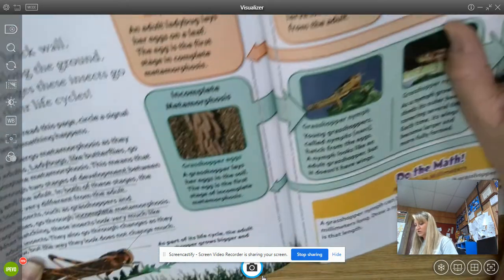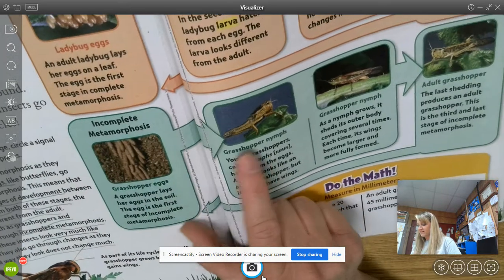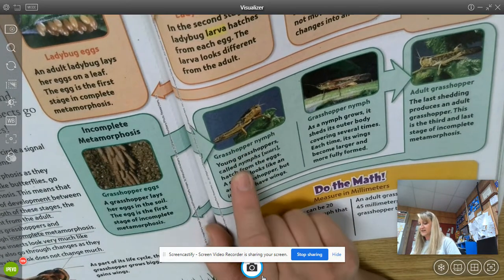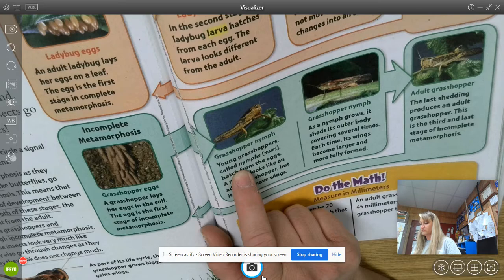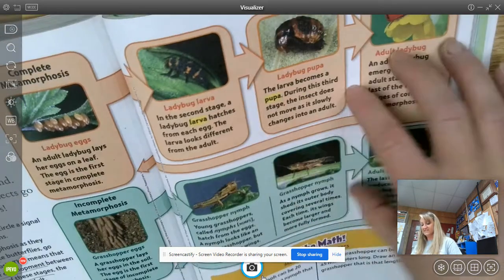Same thing with grasshoppers. The eggs do not look like grasshoppers. It goes to a nymph, and this is a young grasshopper. And then it grows even more, and then to an adult. So these are the stages of the life cycle.